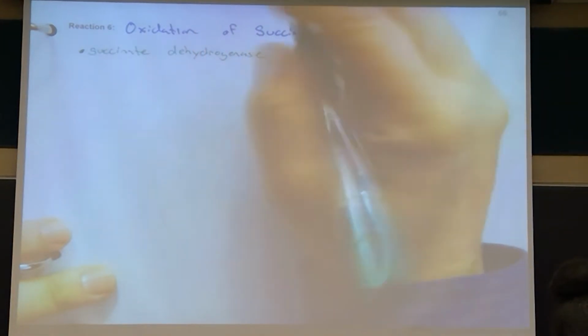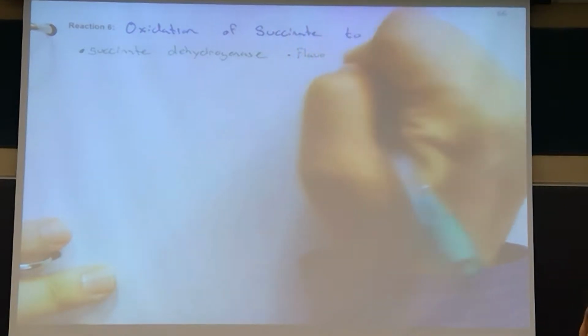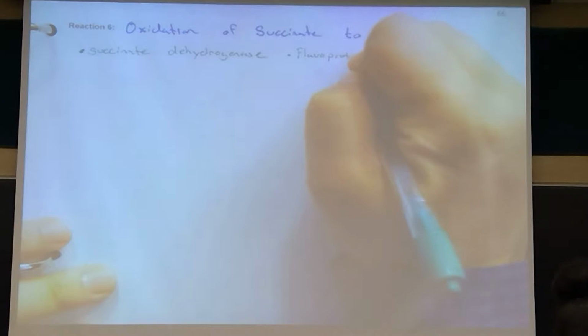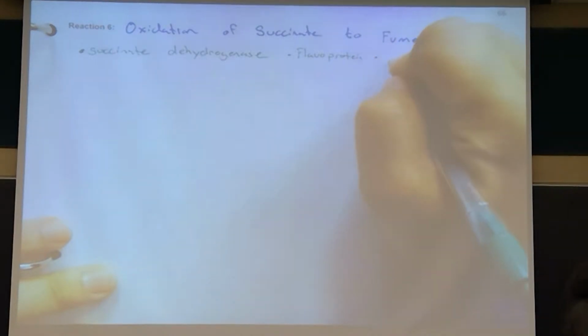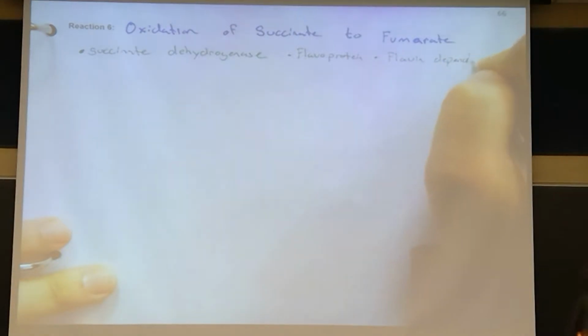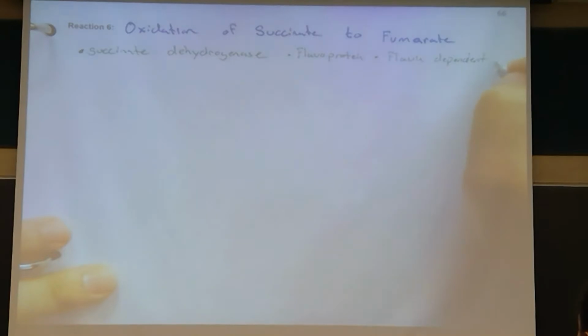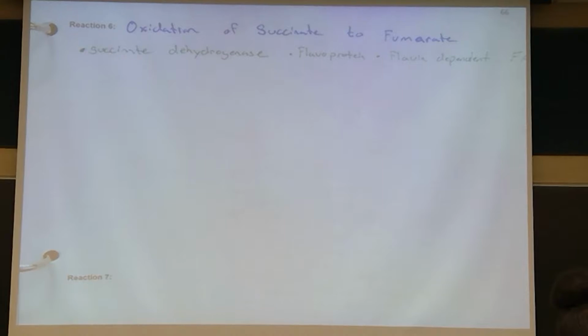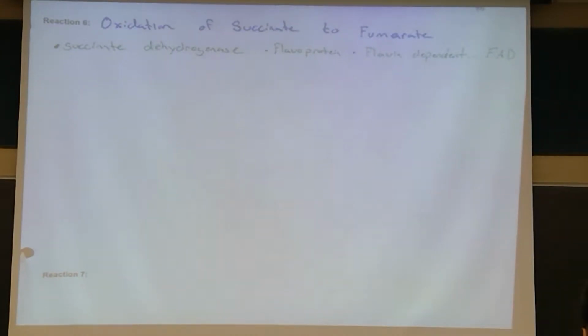Succinate dehydrogenase is a flavoprotein. And you see this flavin in between. Flavin means it needs a special type of electron carrier, FAD. And this catalyzes the oxidation of succinate.